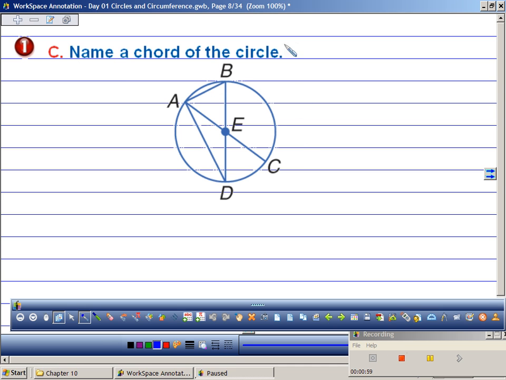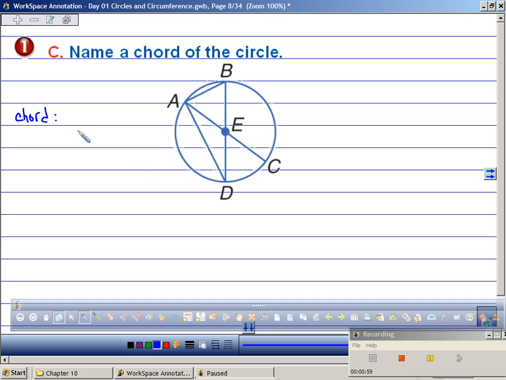Name a chord of the circle. So let's define chord. A chord has both endpoints on the circle. On being the operative word. So say it again.